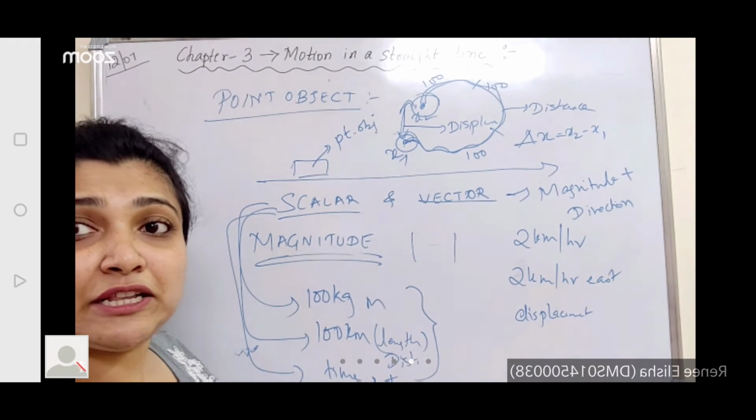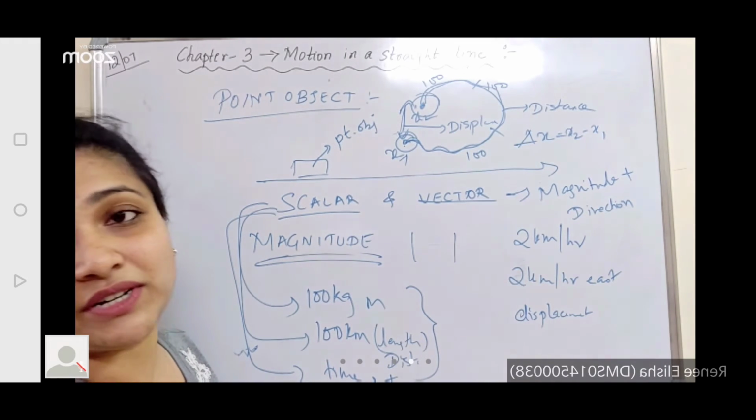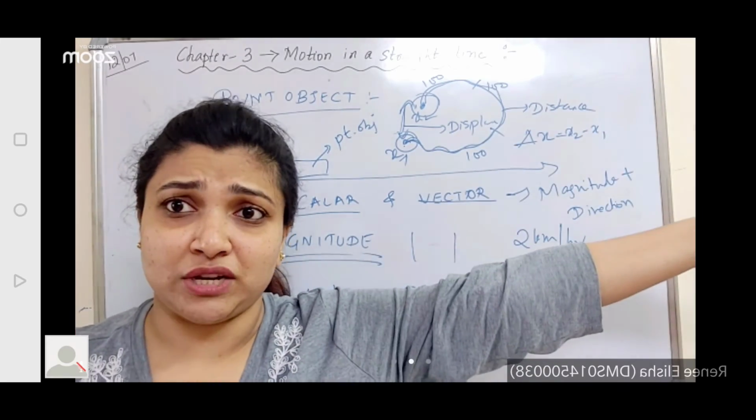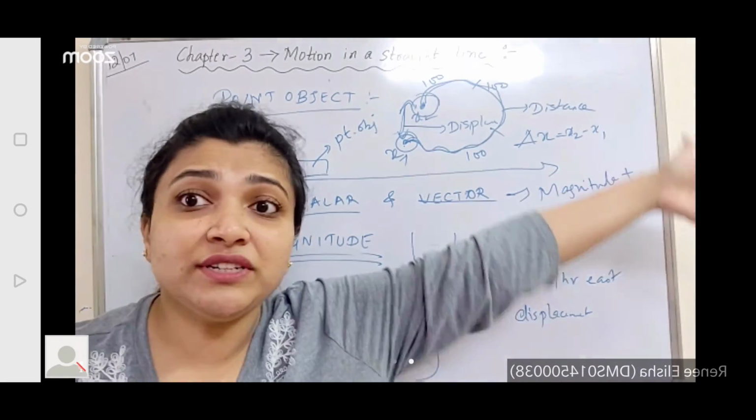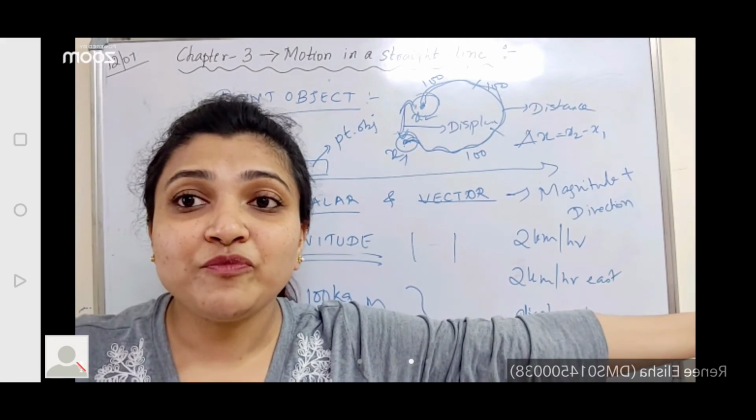So displacement is nothing but what? It is a vector quantity because it knows where it is, the final position. Right, I know where I am reaching, so I know the direction. So displacement becomes a vector quantity.